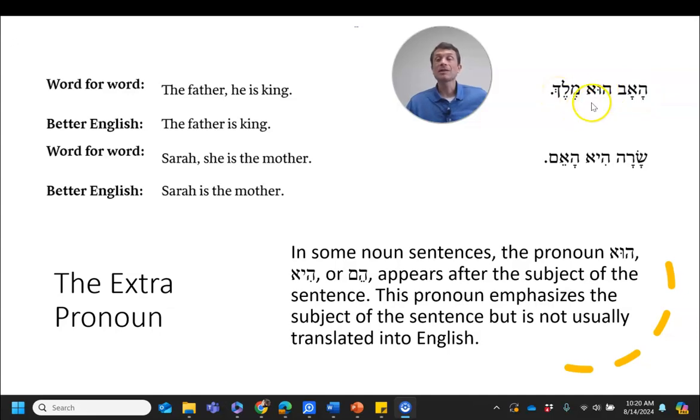Some grammarians actually think the pronoun hu here is actually functioning like a verb. And so they would say that's the functional way to translate it, is to say the father is king. Or below we have Sarah, hi, ha'im. Sarah is the mother. Just pointing out that the pronouns have to agree in gender and number with the noun that they refer to.